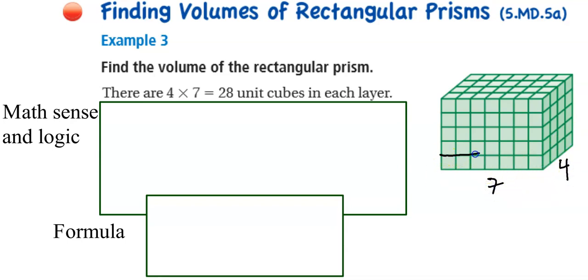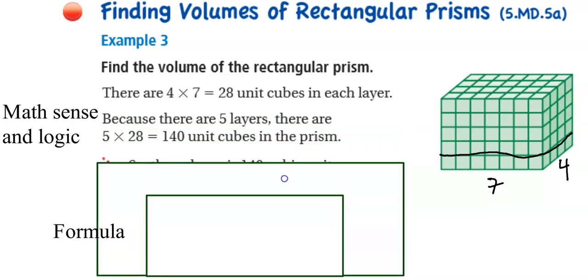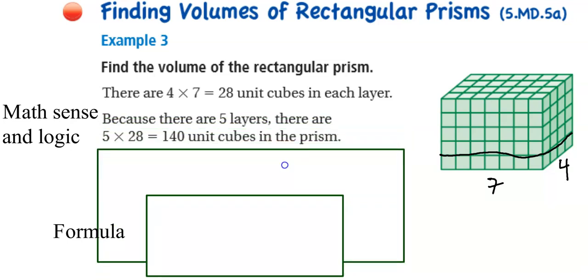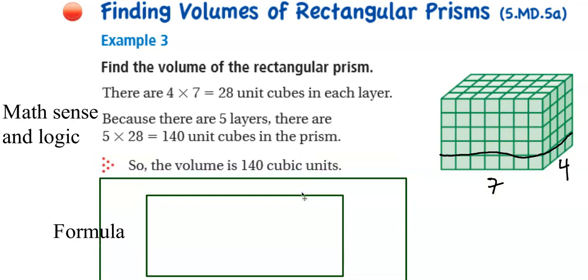So if I cut through and just looked at the bottom layer, there would be 7 times 4 or 4 times 7. There's 28 cubes in the layer. And then as I went through and I counted the layers, there's 5 layers. So you could come up with 140 unit cubes to fill up this shape. So I could say that the volume is 140 cubic units, right?